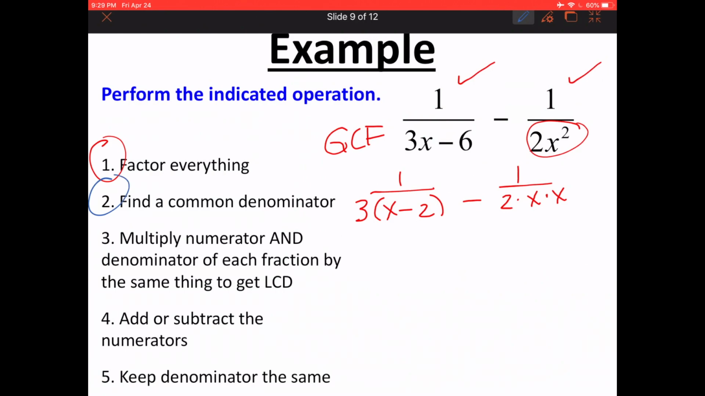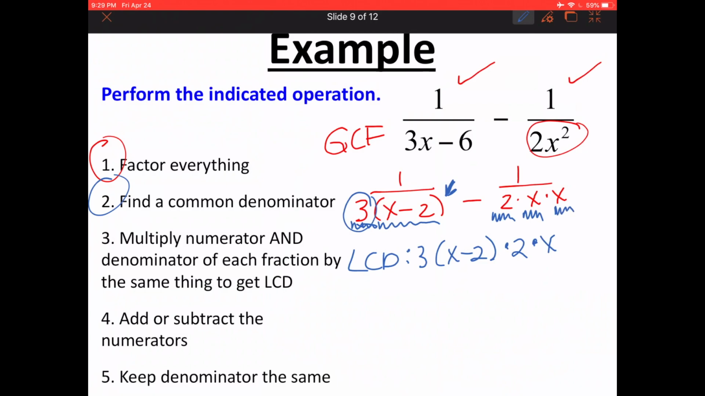All right, guys, let's find the LCD. So, is there a 3 anywhere else? Nope. So I have to take the 3. Is there an x minus 2 anywhere else? Nope. So I have to take the x minus 2. Is there a 2 anywhere else? Nope. So I have to take the 2. The x does not have a partner on the other side. Remember, it would need a partner on this side, so I have to take it. This x does not have a partner, so I have to also take that one. Phew. Okay, guys, so this LCD is going to be intense.